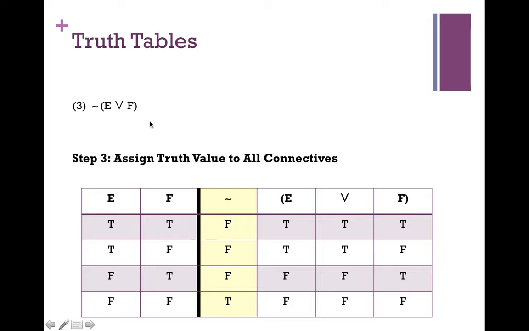The only time this proposition up here is true is if both E and F are false. If both E and F are false, then this proposition is true. If one of them is true or both are true, this proposition is false.